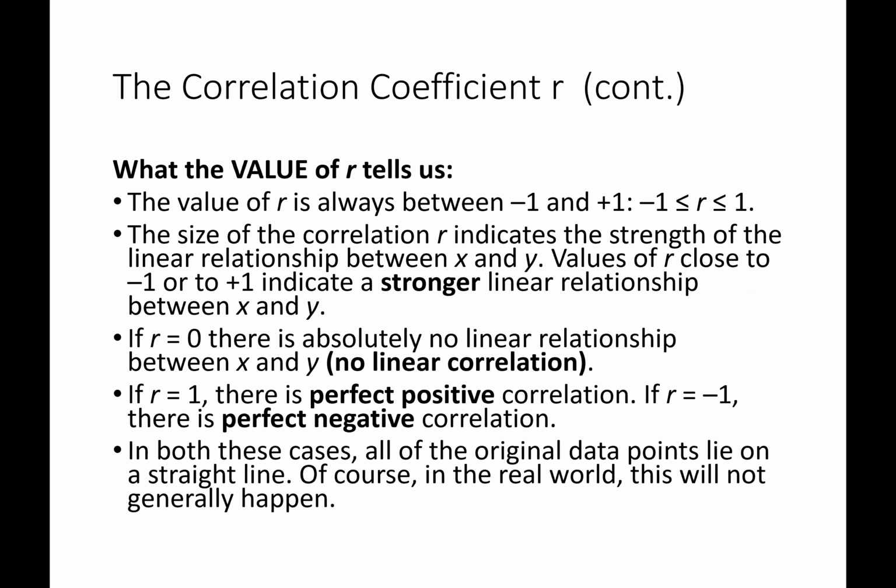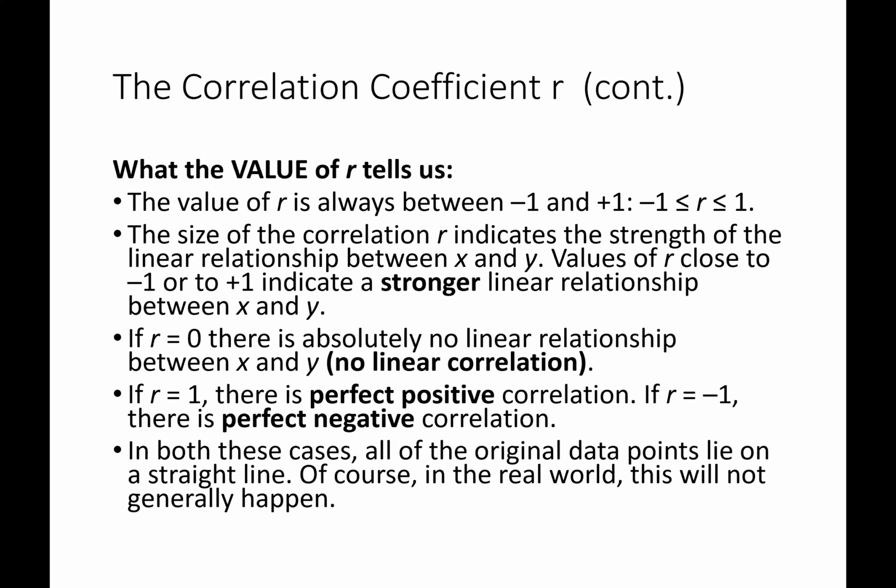What does the value of R tell you? The value of R is always between -1 and +1. The size of the correlation R indicates the strength of your linear relationship. So if you have a value of R that's close to -1 or +1, that's a strong linear relationship. If R is 0, there is no linear relationship between your two variables. If R is equal to 1, that's a perfect linear correlation.